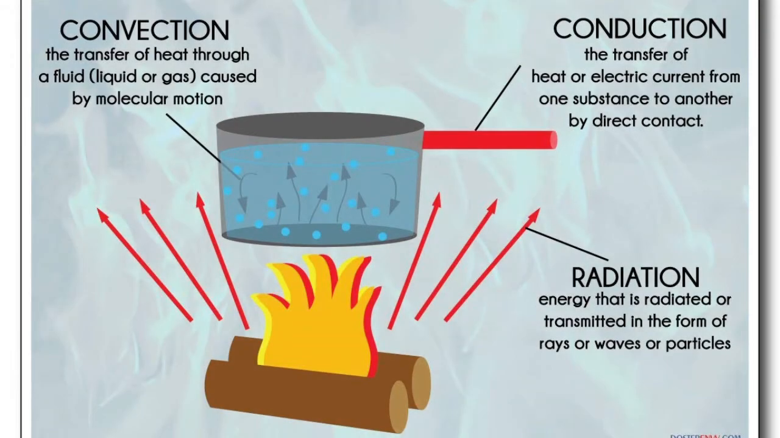To conclude, in this video we talked about convection, conduction, and radiation. Convection is the transfer of heat through a fluid, liquid, or gas caused by molecular motion. Conduction is the transfer of heat or electric current from one substance to another by direct contact. Radiation is energy that is radiated or transmitted in the form of rays or waves or particles.